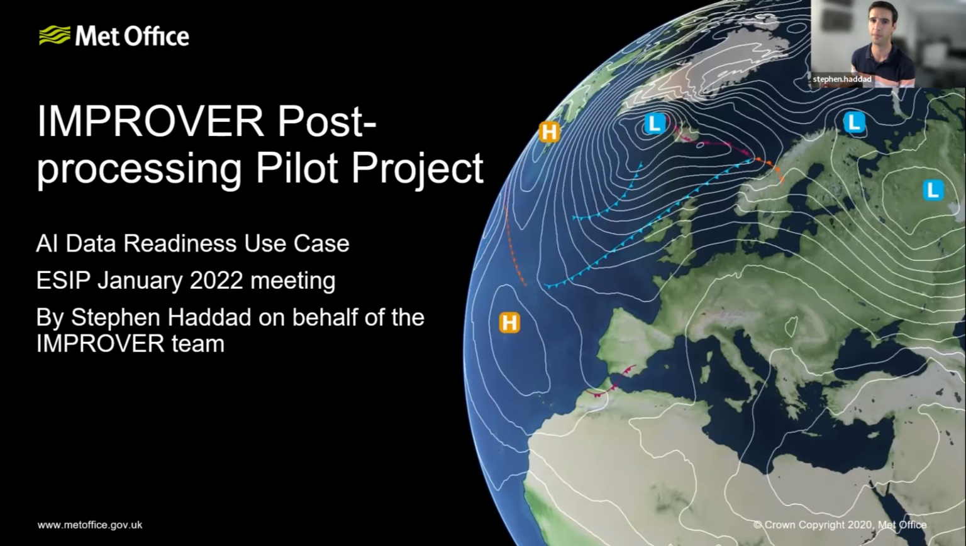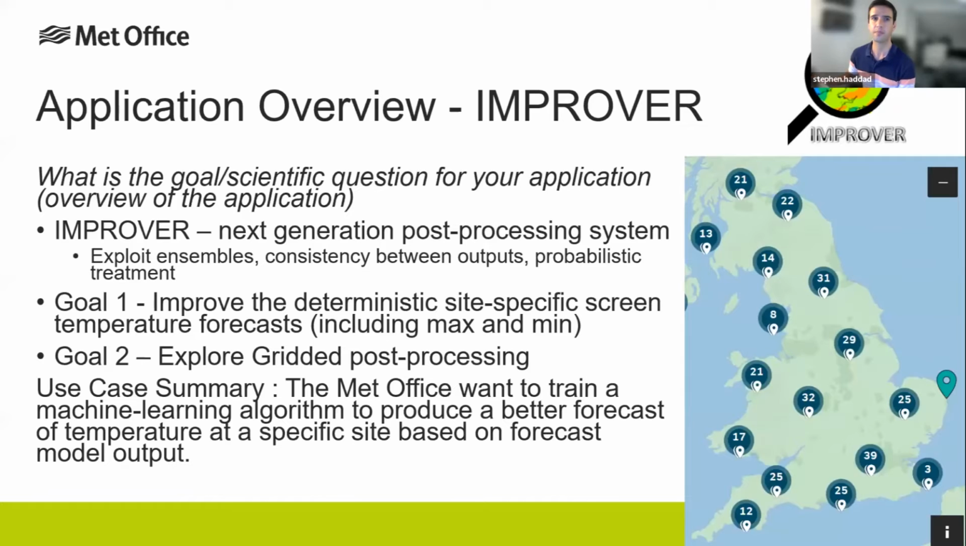So the overview of the application is Improver, which is the next generation post-processing system being developed by the Met Office, which is aiming to better exploit our ensembles that we produce, both globally and over the UK.